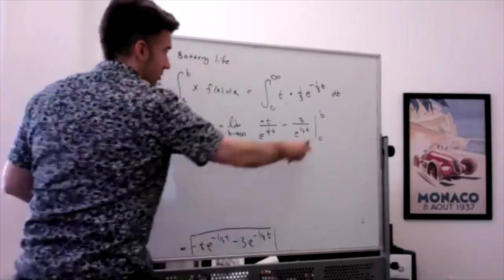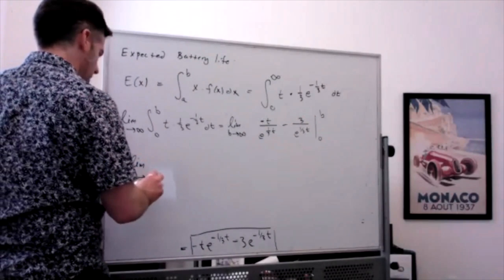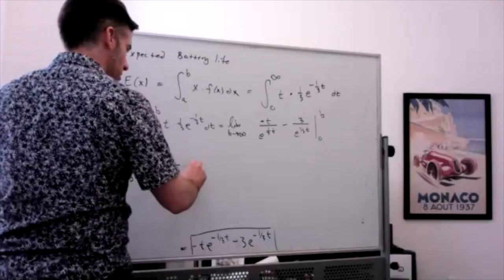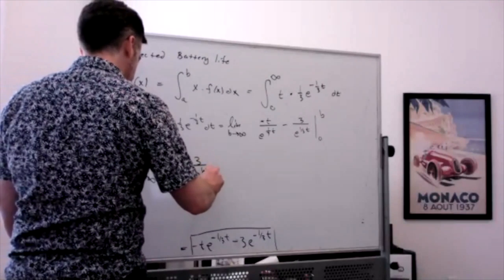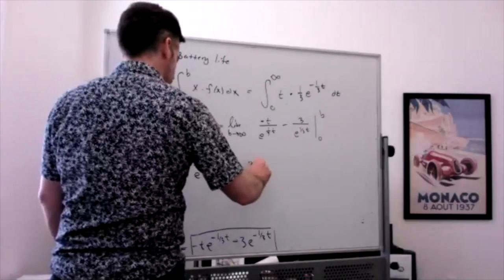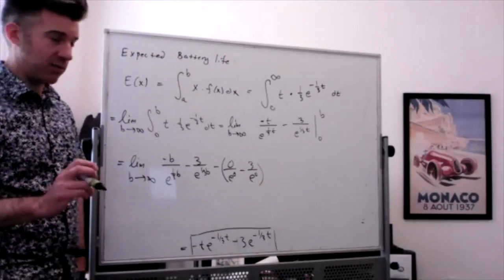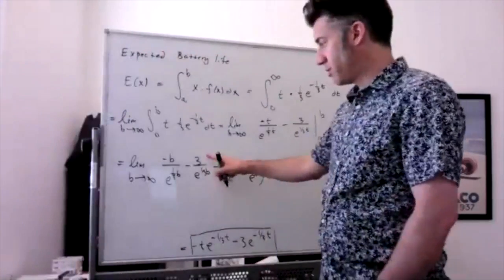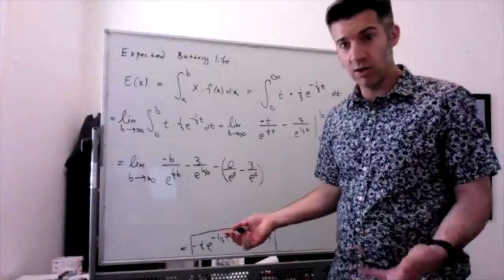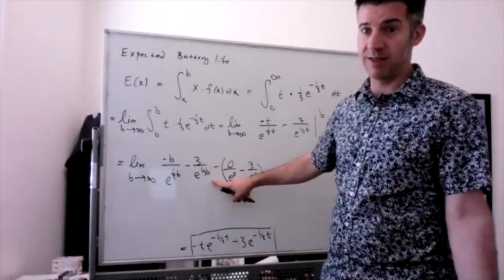So then we're going to plug in our limits of integration. We get the limit as b goes to infinity of negative b over e to the 1/3 b minus 3 over e to the 1/3 b, minus 0 over e to the 0 minus 3 over e to the 0. Okay, so we're going to say what the answer is, but then we're going to talk more about it. So clearly this part is going to 0. Maybe not clearly, but if we talk about it a little bit, it'll be clear. b is infinitely large. e to the 1/3 times b is also infinitely large. So this fraction is infinitesimally small because you're dividing by something that's infinitely large.